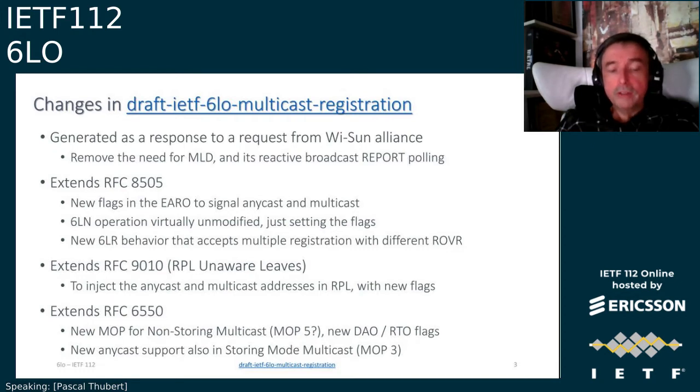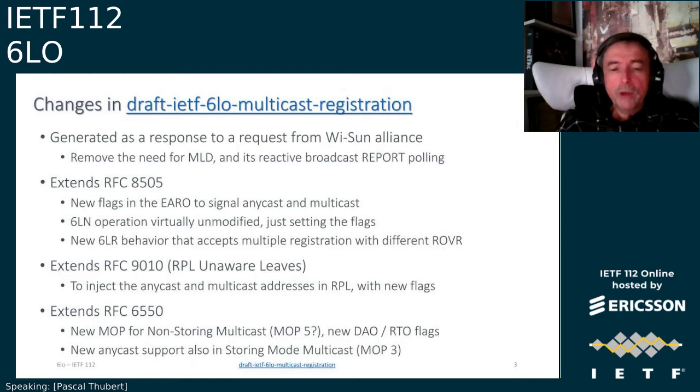There's more work on the 6LR side, because now it will accept more than one registration for the same address. And so for anycast and multicast addresses, the index for the registration becomes the combination of the address as before and the ROVR field, which is basically the information which is used to uniquely identify and validate the ownership of the address.